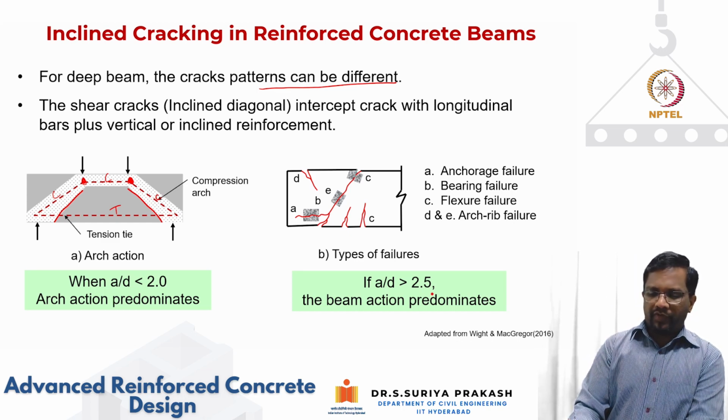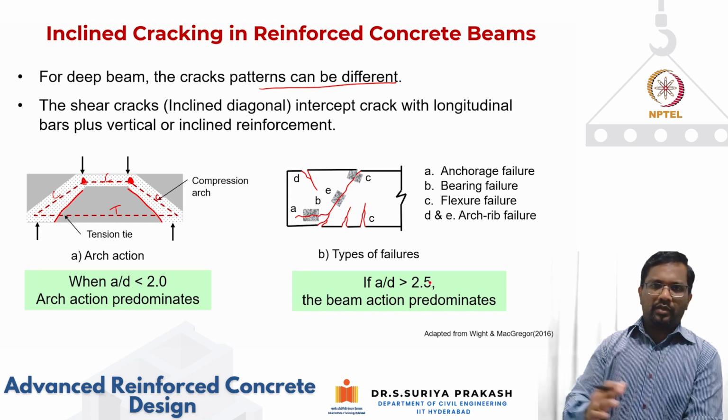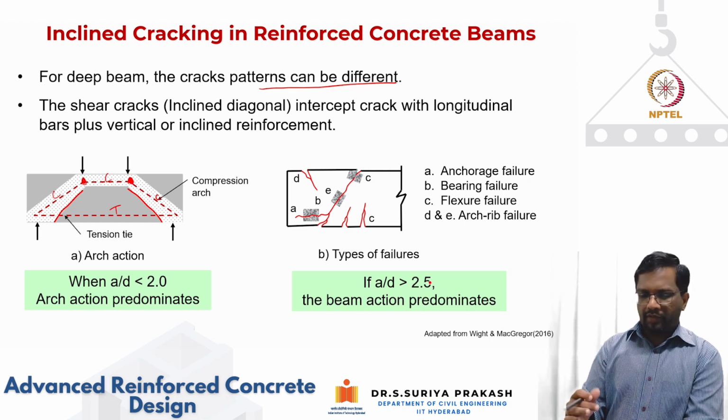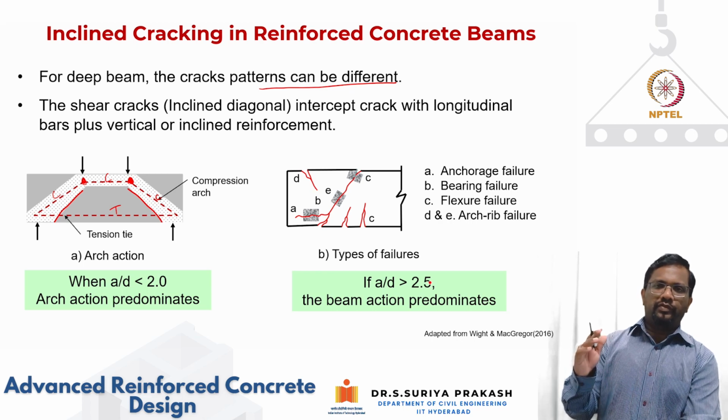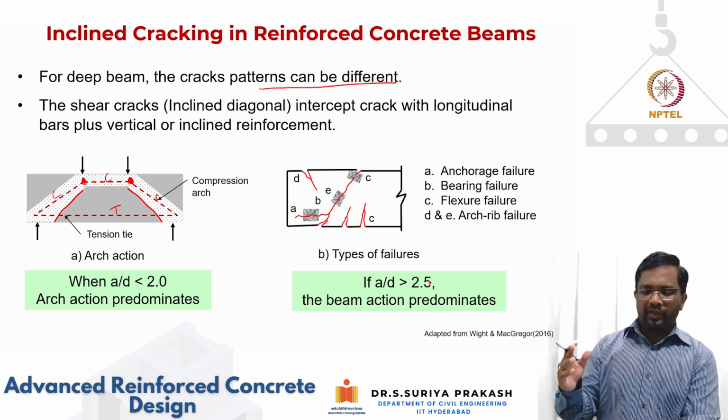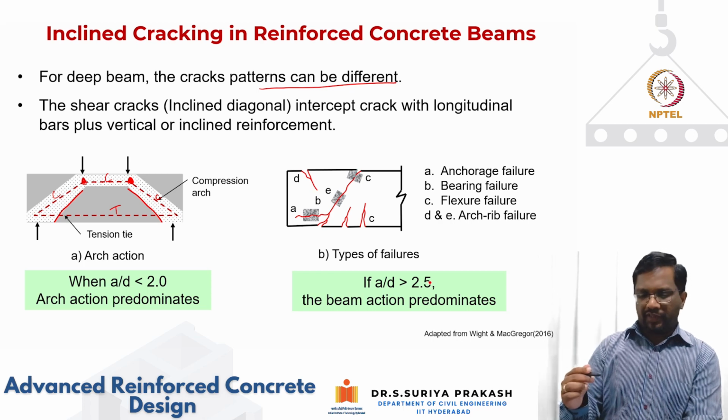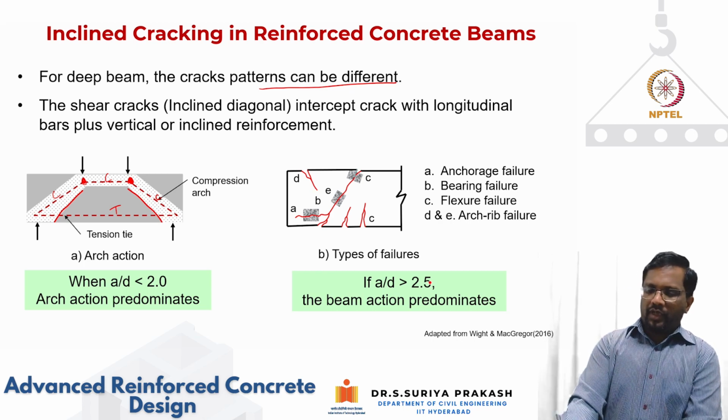And when the a/d ratio becomes more than 2.5, then the beam action starts getting more and more dominant. In fact, as we've said, when the a/d ratio is more than 5 or 6, you will have a complete flexural failure. No shear failure usually happens if your design is carefully done.